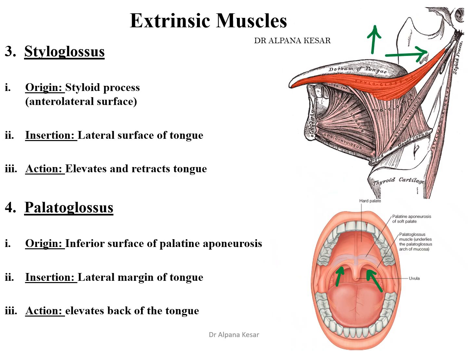Styloglossus. Styloglossus muscle takes origin from the styloid process, more precisely from the anterolateral surface of the styloid process. It gets inserted on the lateral surface of the tongue. This muscle is styloglossus. Its function is to elevate the tongue and retract it backwards.